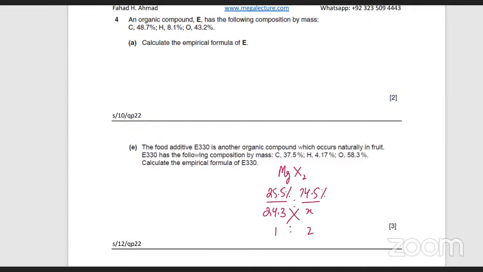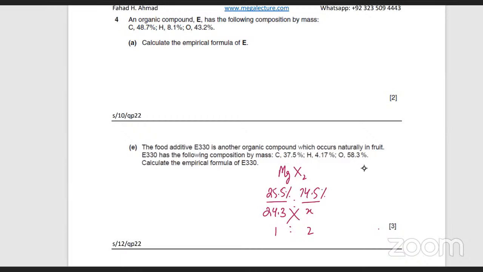इस तरह का question आया था. No one was able to do this. They gave you the percentages and they were actually telling you to find the AR of x. अब आसान है. You know the ratio is 1:2, right?